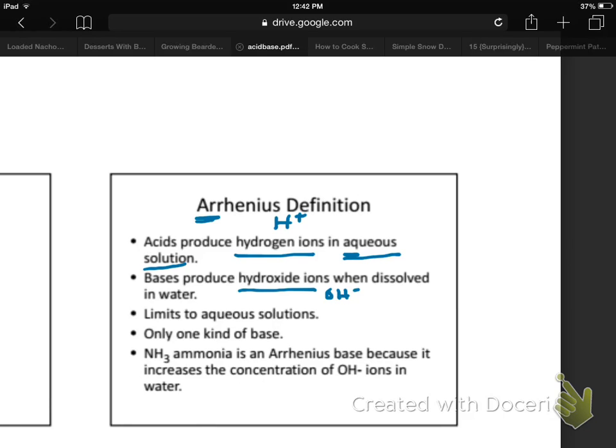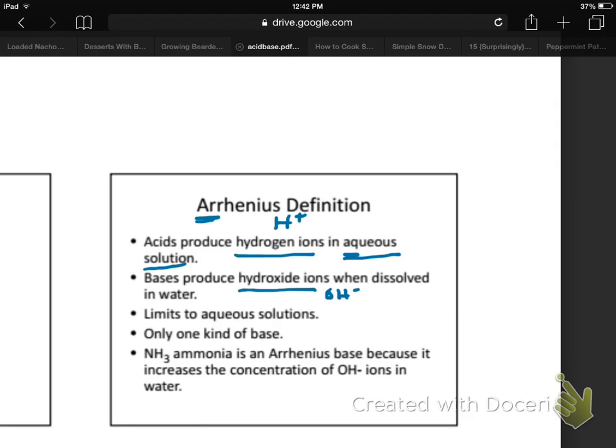But it had its limitations. It was limited only to aqueous solutions. So what we did is we made a different definition. It's not exclusive. Arrhenius acids and bases still classify as acids and bases under the new definition, and I'll get to that here in just a second. Only one kind of base, and we're going to talk about ammonia here.